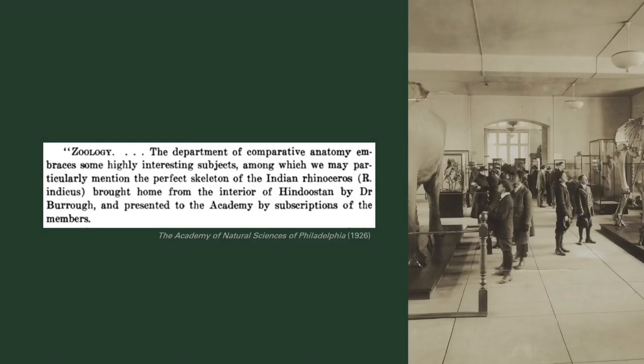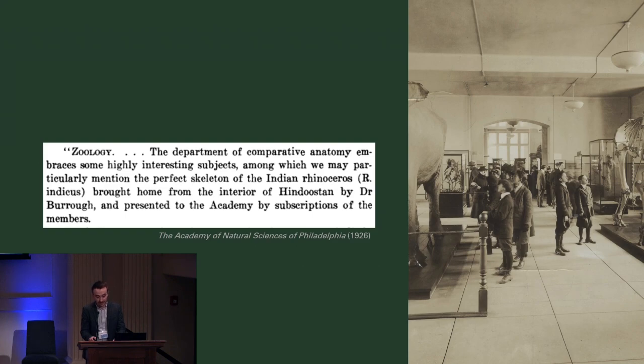For most of the 19th century, visitors entering the lobby at Philadelphia's Academy of Natural Sciences would have come face to face with the skeleton of an Indian rhinoceros. A prize of the Academy's collection, the specimen had been hunted, skinned, and dried many miles from its final resting place. Acquired in 1831, the Academy's Department of Comparative Anatomy celebrated the arrival of a perfect skeleton of the Indian rhinoceros, brought home from the interior of Hindustan by Dr. Burra.